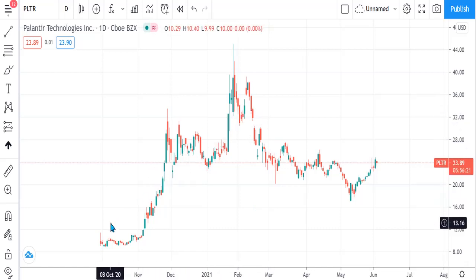As you can see, this particular stock has been doing quite well. It went up all the way. Then nearing the end of January this year, it started to go down. So we can see it's actually in a downtrend.